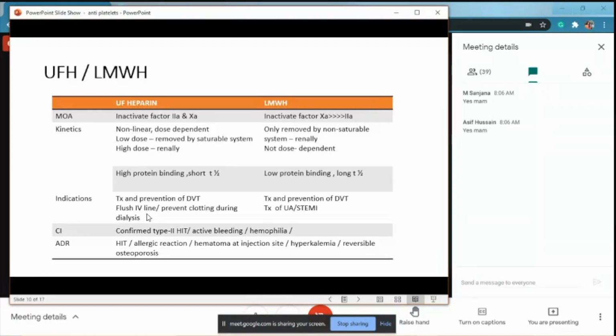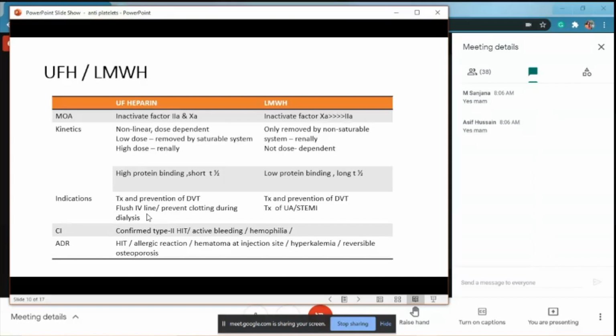That is one reason, because of this altered kinetics of heparin, it is really hard to monitor heparin. But we have to do the monitoring of the heparin. When it comes to low molecular weight heparin, it is removed by a non-saturable system, renally. So it's only removed by renal and it's not dose dependent.